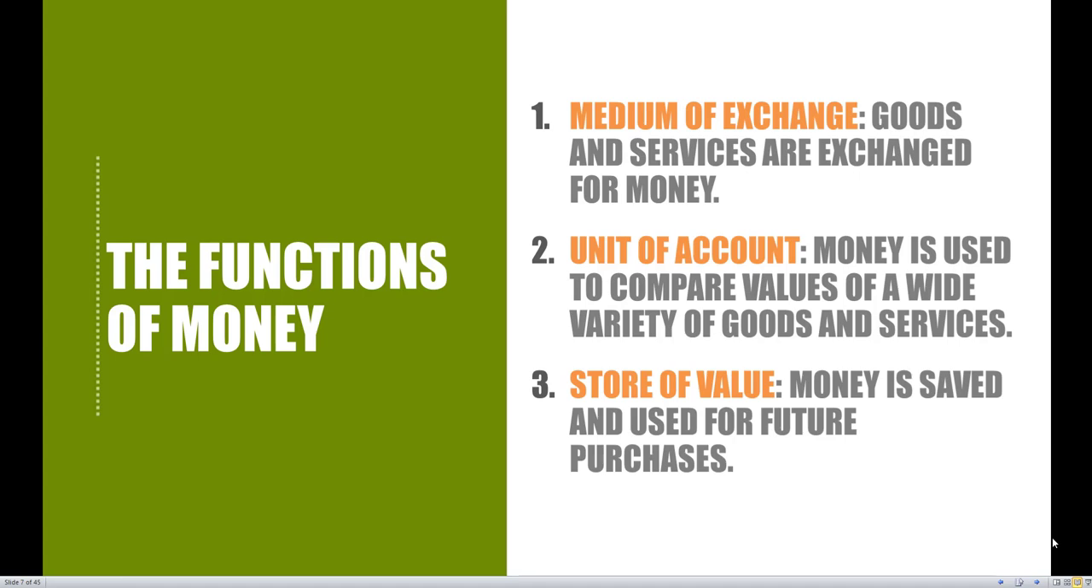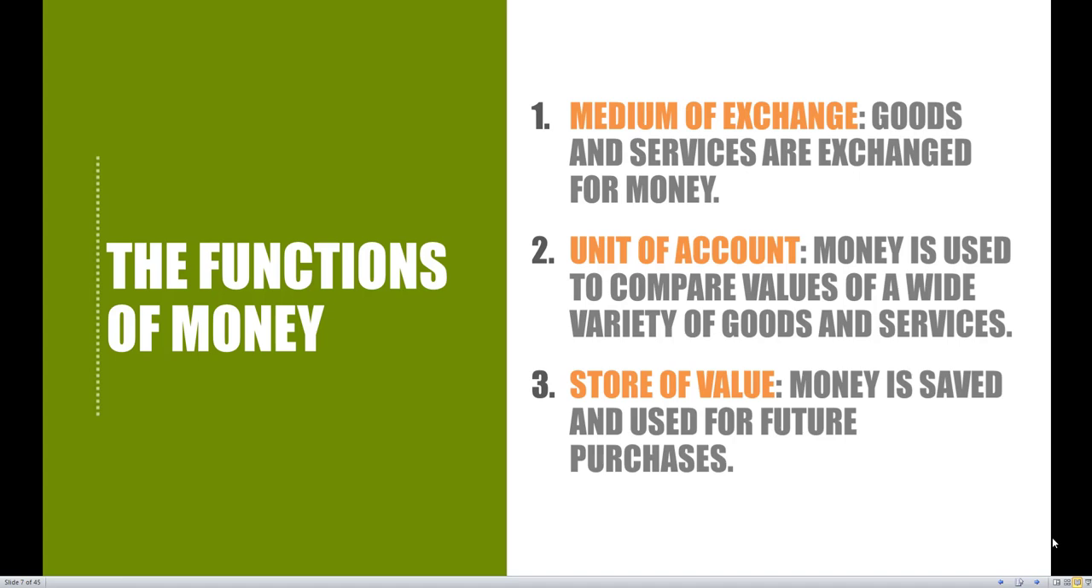And then finally here, number three, store of value. Money is saved and used for future purchases. So basically, money is going to retain its value fairly well, and we don't necessarily need to spend our money right away. If we want to save it, put it under our mattress, put it into the bank, we know that yes, we have this money, it's still there, and it's going to retain at least some of its value after accounting for inflation over time. So this store of value is just saying that money is saved and used for future purchases. We don't need to spend the money right away. We can hold on to it, and we'll still have that money later on.